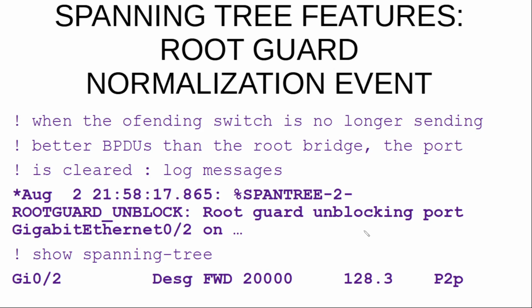Now, when the offending switch is no longer sending better BPDUs, probably someone got in and configured it to a higher priority, the port is cleared, and you will receive this message: root guard unblock, root guard unblocking port gigabit 0/2. You will see that this is in designated role, forwarding, and now it is P2P.